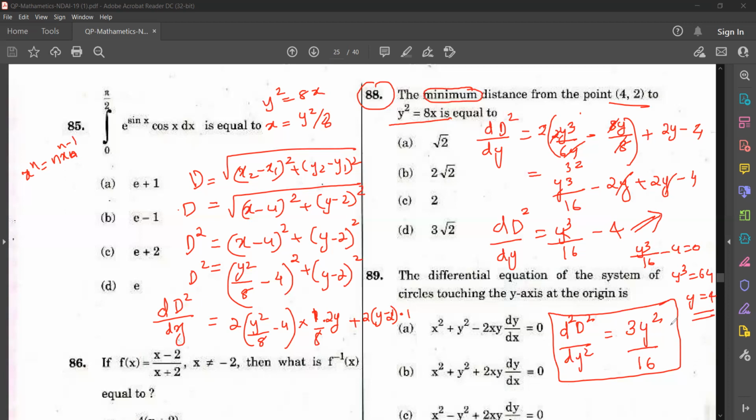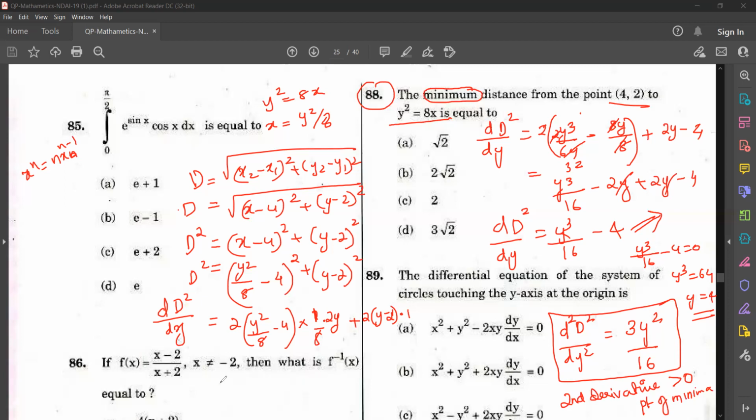And how did you understand this is the point of minima? That is when you check the second derivative. The second derivative is for checking whether it is a point of minimum. So second derivative greater than 0 means the point is a point of minimum. And for finding the point of minimum, you can equate the first derivative to 0. So I got y equal to 4.